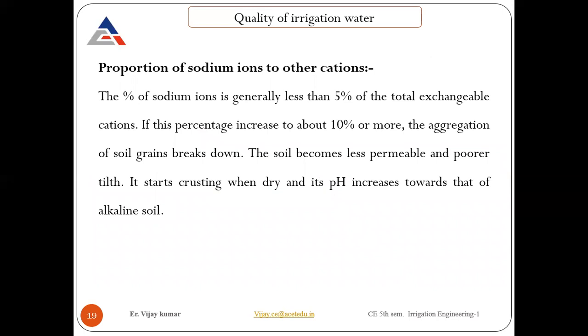Next is the proportion of sodium ions to the other cations. If you look at the sodium ions available among the cations, the percentage of sodium ions is generally less than 5% of total exchangeable cations. Their percentage can increase up to 10%. What will happen due to this? The aggregations of soil grains break down. So basically the soil structure is going to be broken down, and because of that permeability will be less.